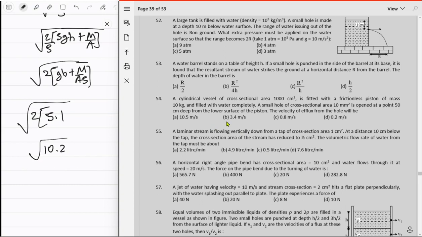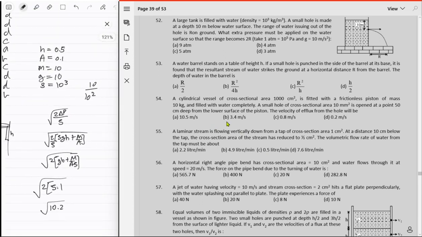It's very weird actually. Was this correct or not? I mean, the rho is just 10 power 3. Yes, it is 10 power 3. A is 0.1, right? Yeah.